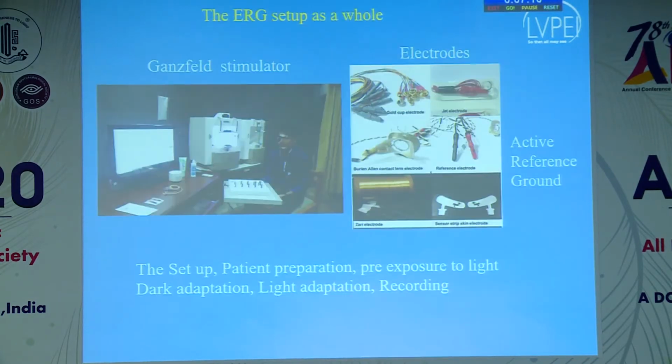So, the full-field electroretinogram, or simply electroretinogram, setup looks like this. This is the Ganzfeld stimulator, which stimulates the entire retina. The electroretinogram is a pan-retinal response generated by stimulating the retina with lights of different intensity in different adapting conditions. So, these are the electrodes available.